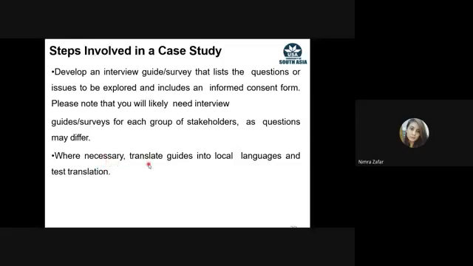Where necessary, translate guides into local languages and test the translation. We have certain standards which we follow internationally. Those standards should be translated into our local languages so they are easily understandable and applicable to our own work. So when we talk about surveys or interviews, the guides for those interviews or surveys must be translated into our local languages, and those translations should also be tested.